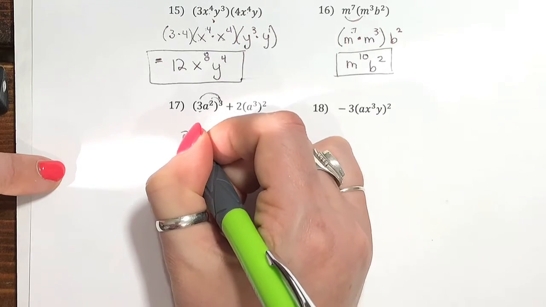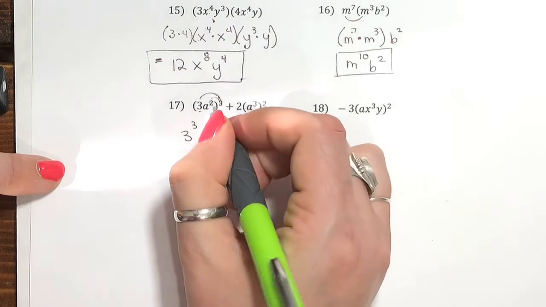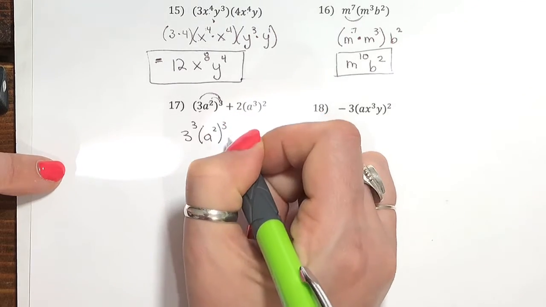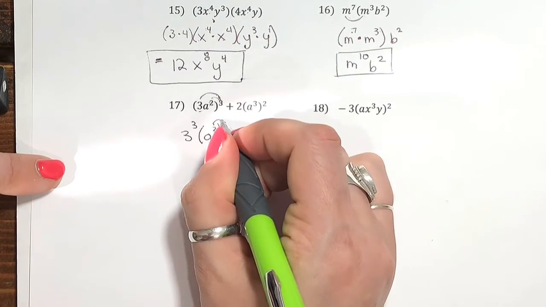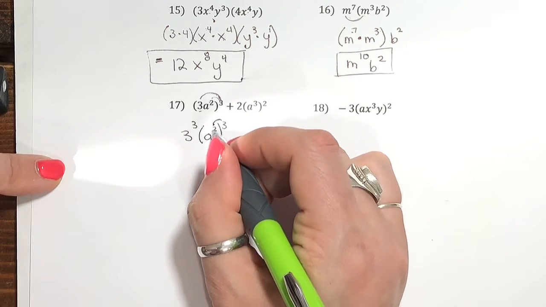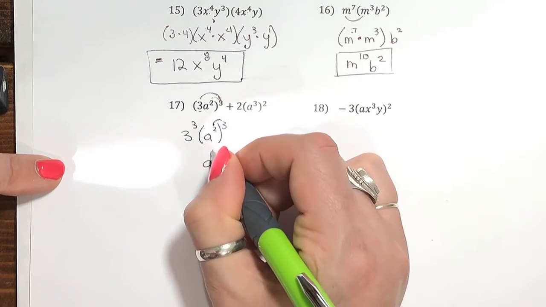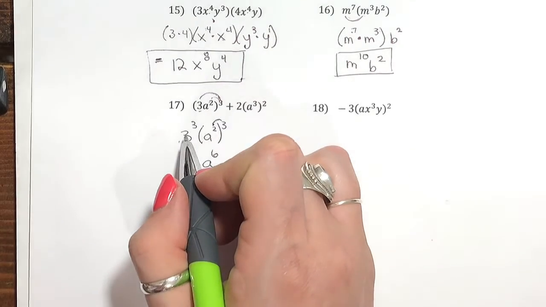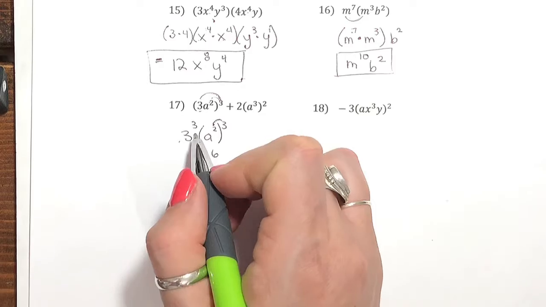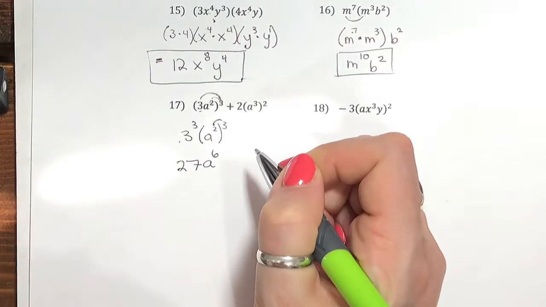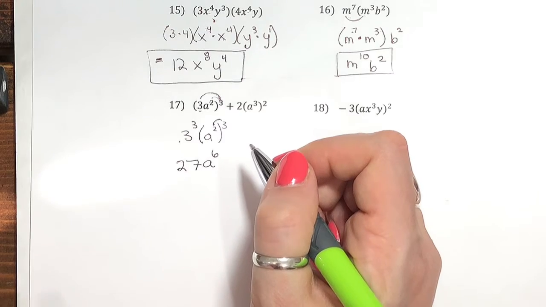So if I write that out, I'm going to have 3 cubed, but then I have a squared being cubed again. So when that happens, you're going to times those two powers together. So I'm going to have 2 times 3, which is 6. And then in the front, 3 cubed, that means to do 3 times 3 times 3, which is 27. So we have 27a to the power of 6.